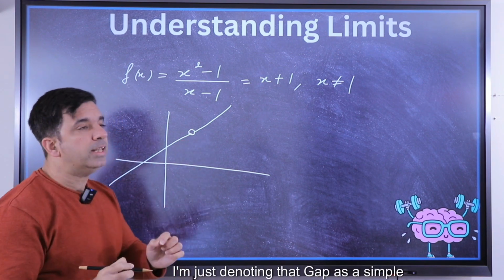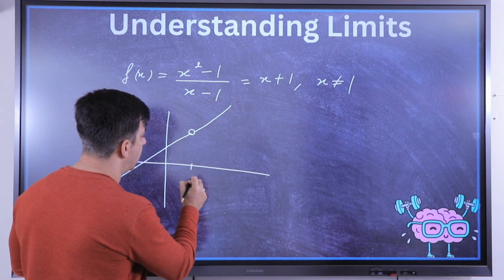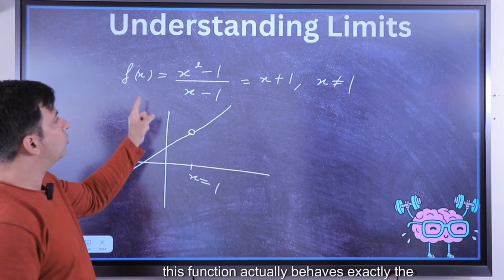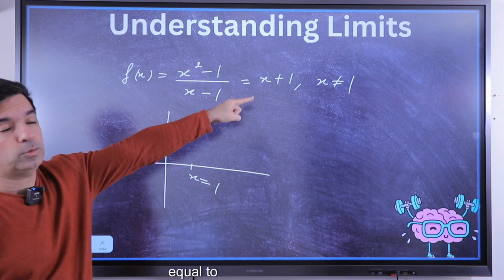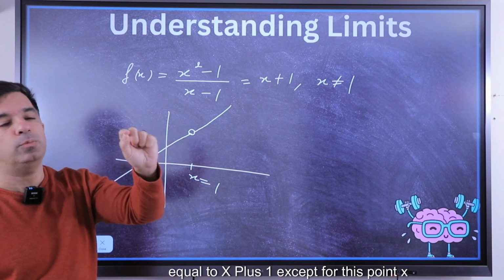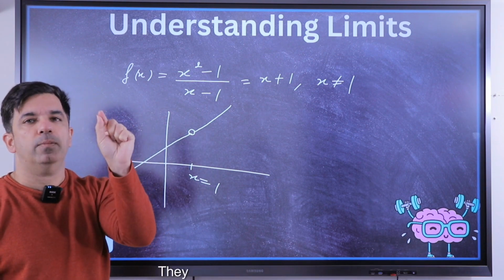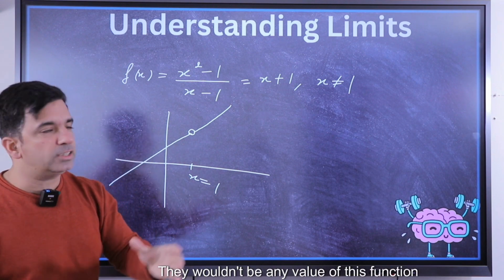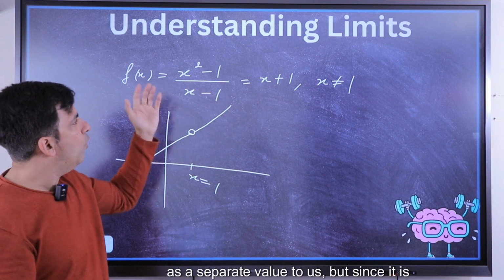I'm just denoting that gap as a simple circle. So this gap actually means that this function behaves exactly like the line y is equal to x plus 1, except for this point x is equal to 1. Because at this point there would be a gap. There wouldn't be any value of this function at x is equal to 1 unless it has been given as a separate value to us.